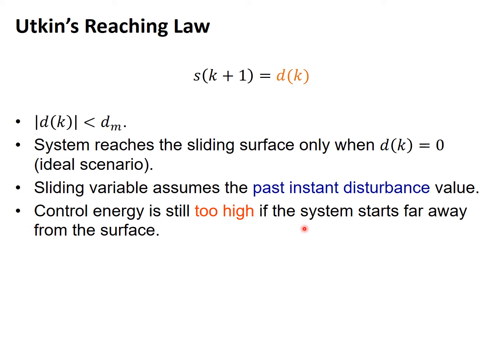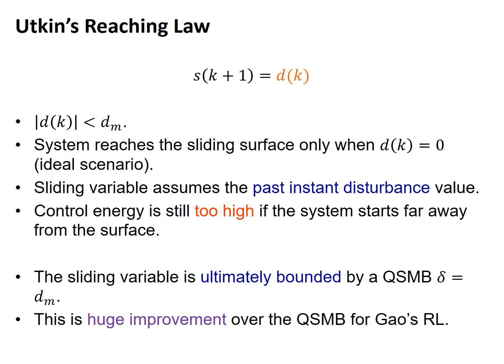The control energy is still too high if the system is far from the surface. So next, what is the QSMB? What is the quasi sliding mode band? So the band value is... what is sk bounded by? Sk is bounded by the bound of dk, so it is dm. So the bound is delta equals dm.